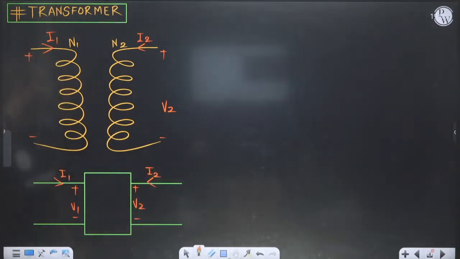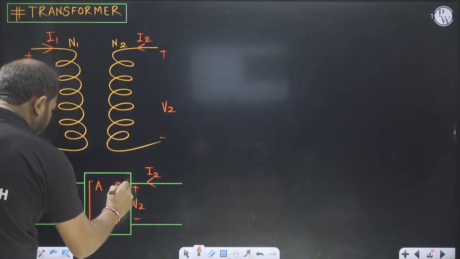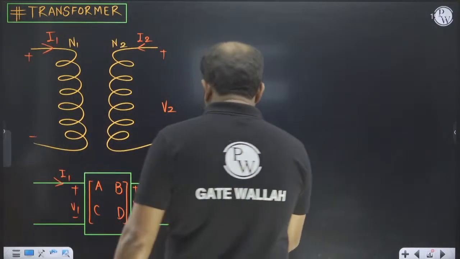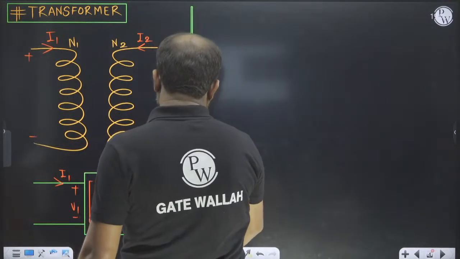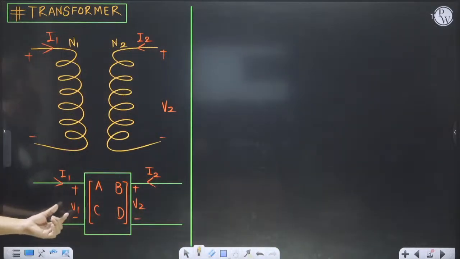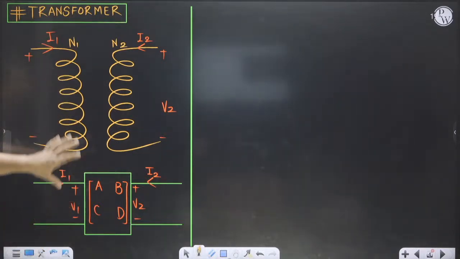Yes sir. So for that we have ABCD parameters. Why are we not getting Z parameter? Why are we not getting Y parameter? Because of the open circuit and short circuit conditions. So here first of all we will calculate the ABCD parameters, because for a transformer the ABCD parameter calculation is very easy.